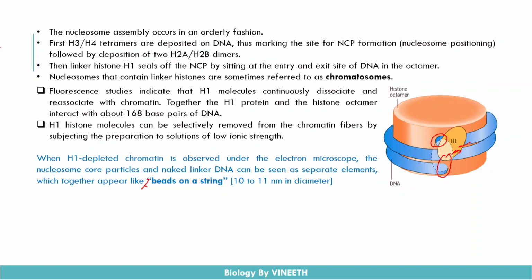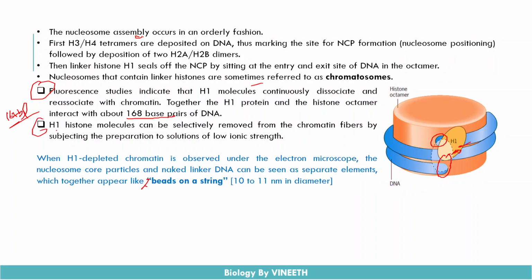And some more important points about the linker histones are given over here. Fluorescence studies indicate that H1 molecules continuously dissociate and reassociate with chromatin. Together, the H1 protein and the histone octamer interact with about 168 base pairs. In some books it is given as 167 base pairs, that is around 167 to 178 base pairs.